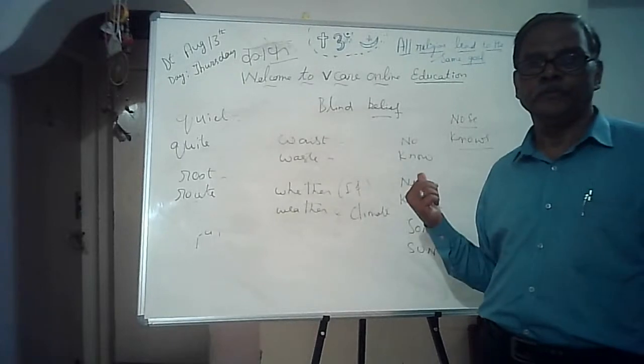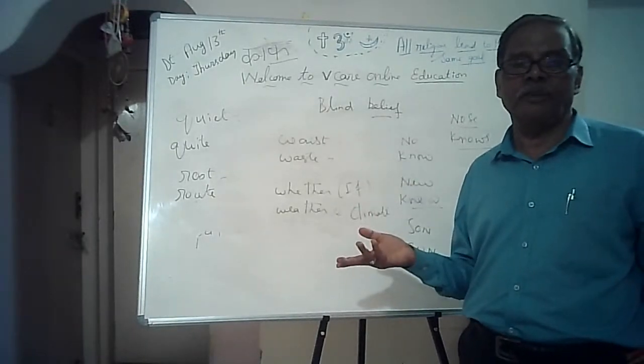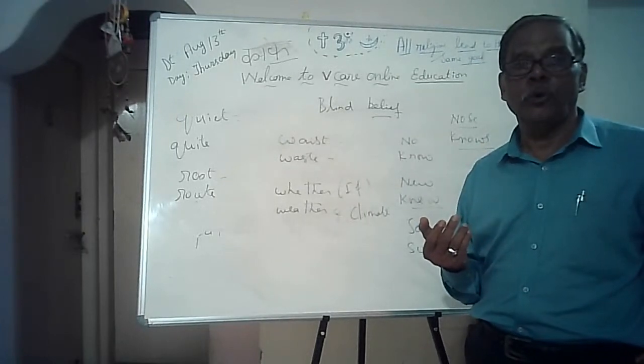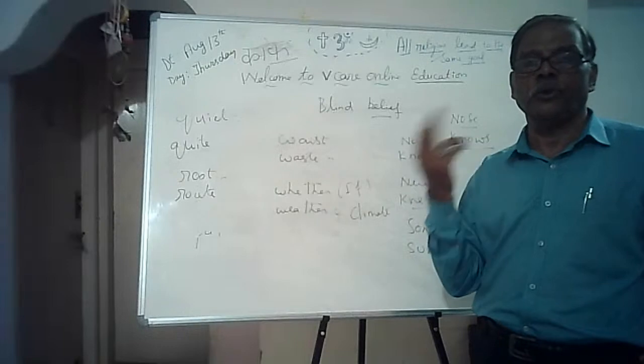K-N-E-W, knew. W. That is the third degree of verb. He is known to me. I am known to him. Known. He is known to me. I am known to him.